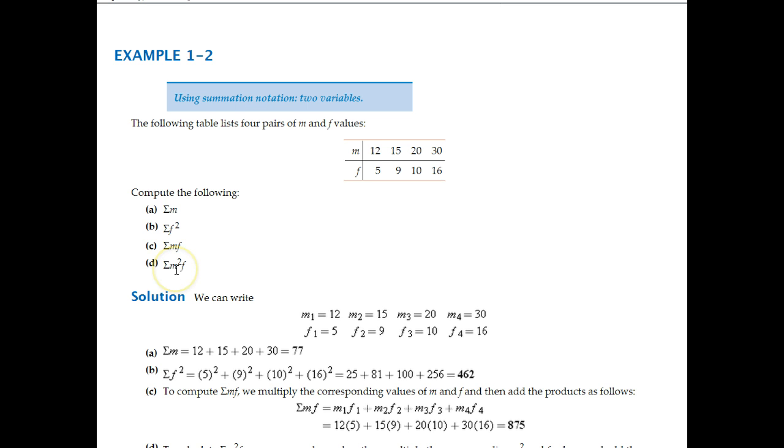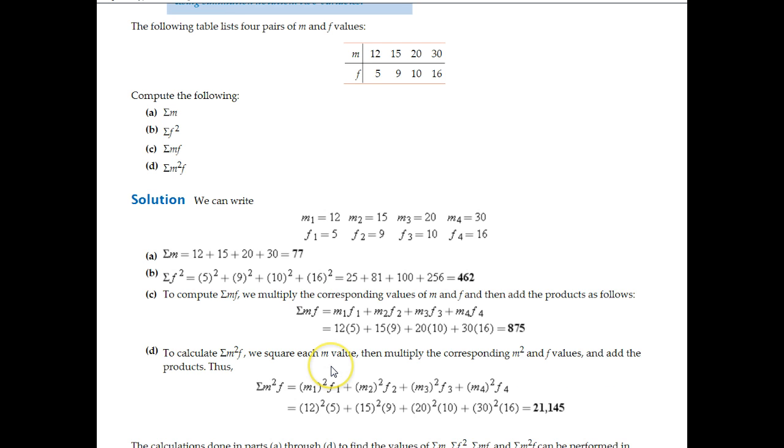How about this one? So what do you do? You square it as 12. So you get 12 squared times what? 5. That's your first term. Okay, then what do you do? You square the 15 and multiply by 9. That's your second term. You do it here and here, and then what do you finally do with all 4 terms? You add them up. Okay, so they do it here for us, right? Okay, so you can see that.